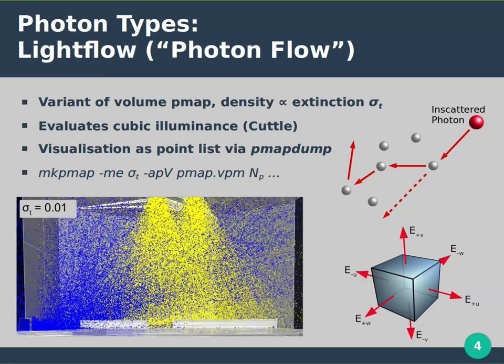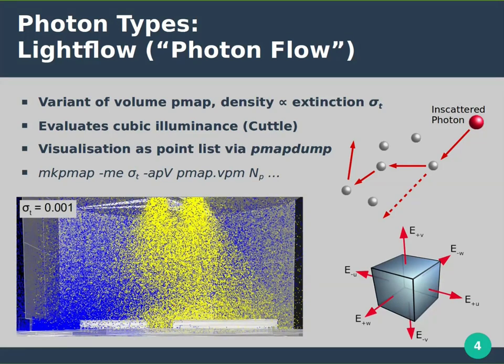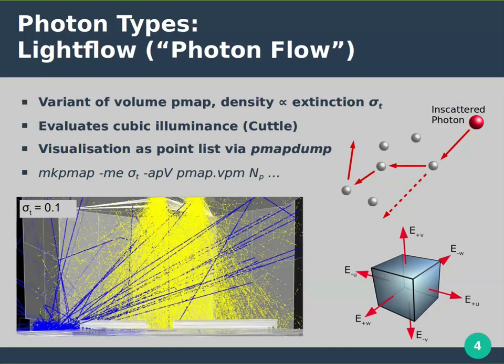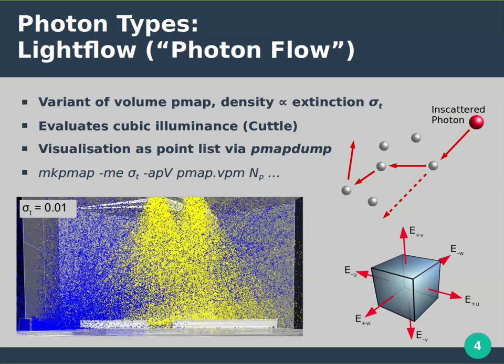I'll go ahead then. So the first photon mapping type I'll be looking at is the so-called light flow photon, or as the colleagues in Tokyo call it, photon flow. This is an extension of the already existing volume photon map. The idea here is to not only evaluate illuminance on surfaces, but also in space, in an interior, particularly for the evaluation of light fields, for example.